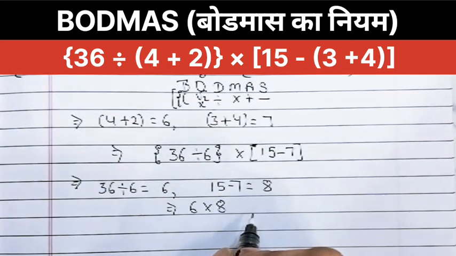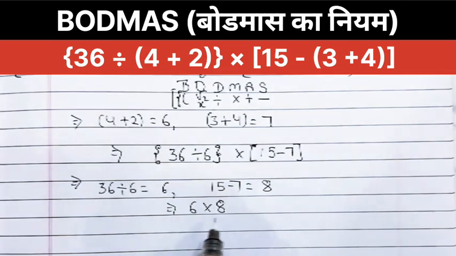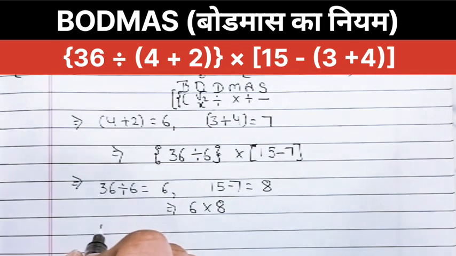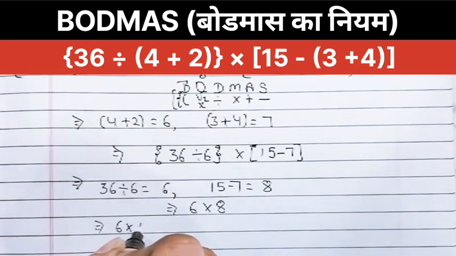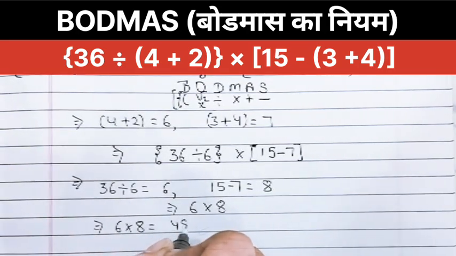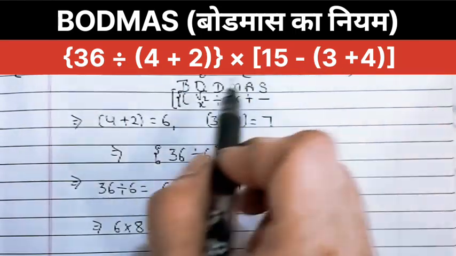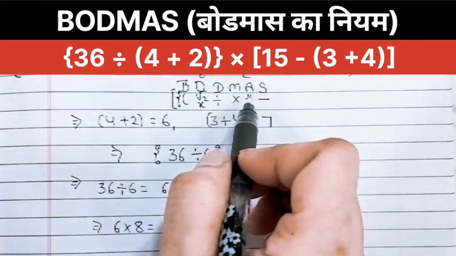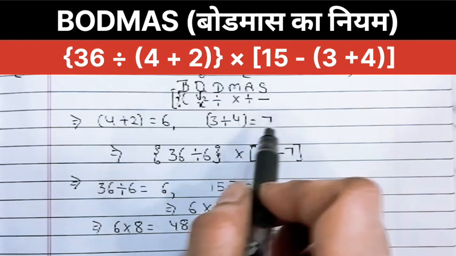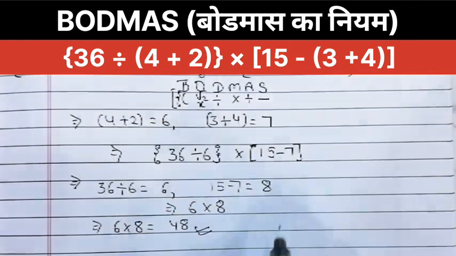Now the third step, perform the final multiplication. With all the brackets removed, we perform the remaining arithmetic operation, calculating 6 multiplied by 8 equals 48. So now 48 is the final result. According to this expression, by using the BODMAS rule, systematically clearing the brackets from the inside out, the expression simplifies to 48.